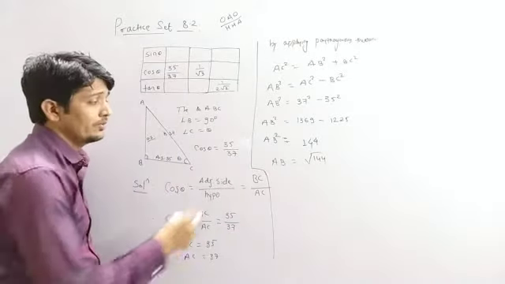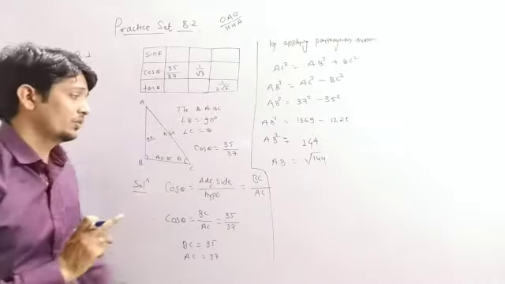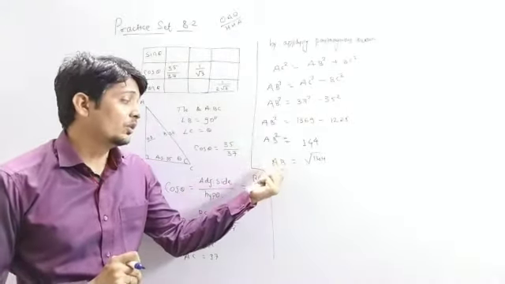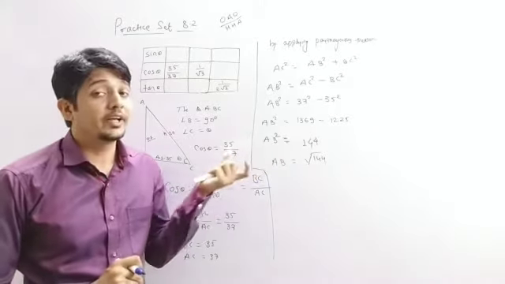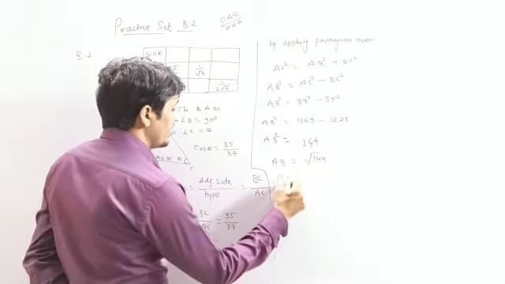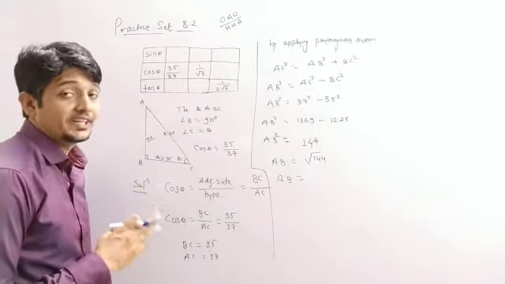Is it? Because we have to derive the value of AB, not the value of AB square. So 144 is the value of AB square. So in order to calculate the value of AB, we have to take root on both the sides. So AB equals, what is the value of root 144? It is 12.